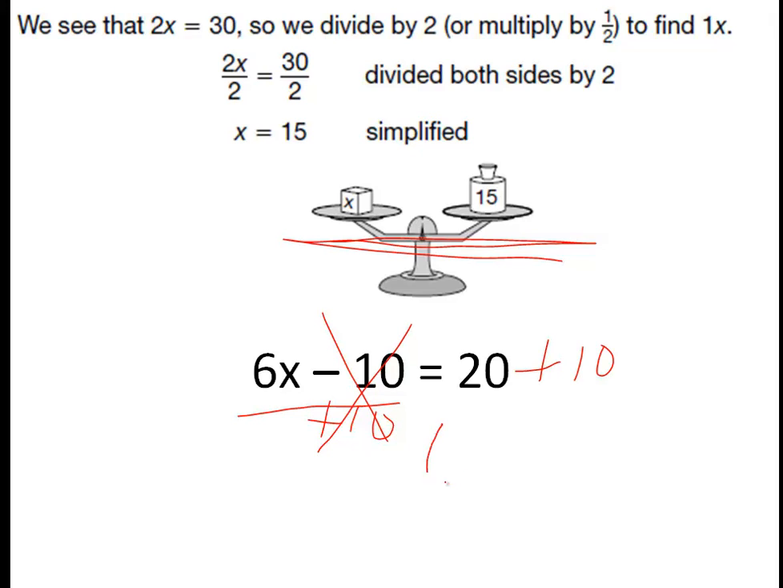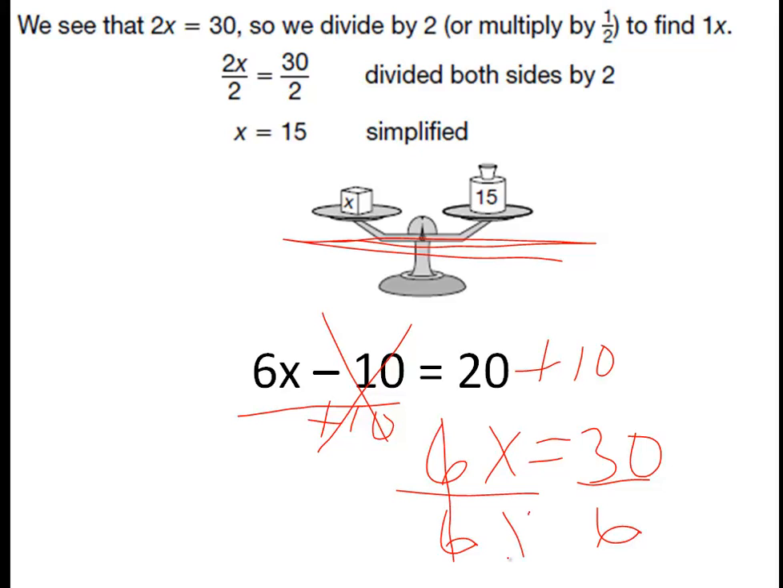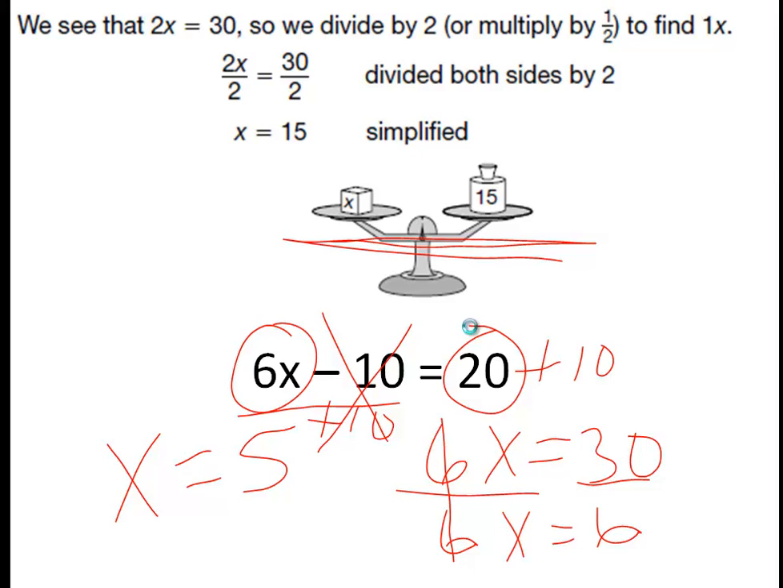So now we have 6x equals 30. Now to isolate our x, the variable x is being multiplied by 6, so we have to do the opposite. We divide by 6, we divide by 6. So we know that x is equal to 5. And we can plug that back in. 6 times 5 is 30, minus 10 is 20, and we see that that's a correct answer.